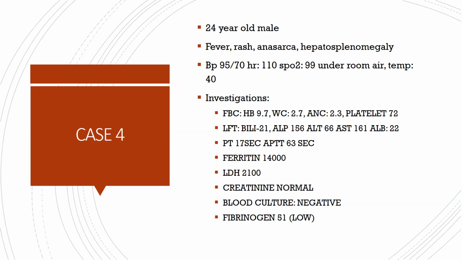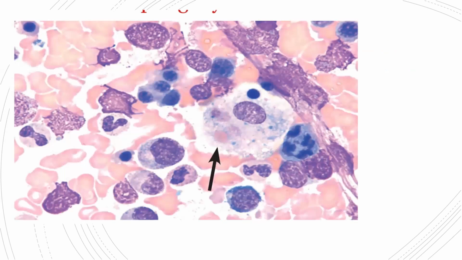In this case, we took a peripheral blood film and couldn't see anything very extraordinary. So we proceeded with bone marrow biopsy. And in this bone marrow biopsy, we can see hemophagocytosis, which basically means the macrophage has engulfed the RBC. So the black arrow is showing the RBC inside the macrophage, which means it's already engulfed.